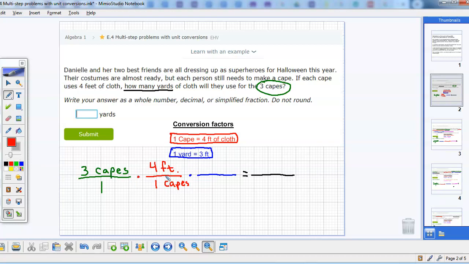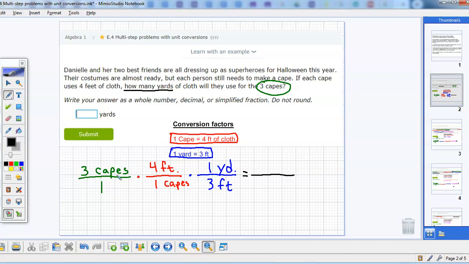Now, I want to convert feet to yards. So I need to put feet diagonal from each other here. And remember, we're multiplying. We're not using proportions for this, although I know that that could be done, but I'm not showing you how to do it that way. And we want to convert feet to yards. So I'm going to put yard up here. If there were more than 1, we'd call it yards. So 1 yard is 3 feet. Do you see how I put the numbers in last? I did my units first.